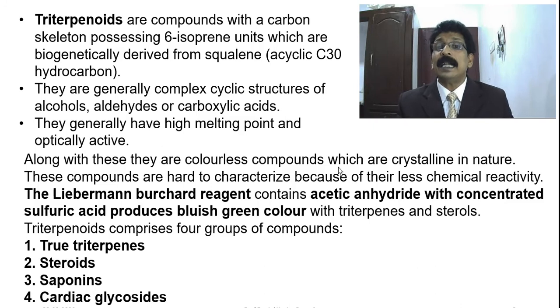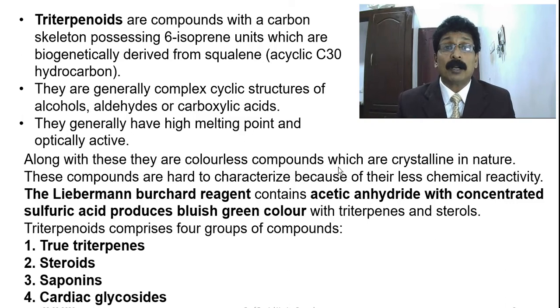So acetic anhydride with concentrated sulfuric acid produces a bluish green color with terpenes and sterols. Sterols means OH group, "ol", you know, "al" means aldehyde, "ol" means alcohol. Sterols contain alcoholic groups, that is why they are called sterols. Steroids can be called sterols, even the naturally available steroids.